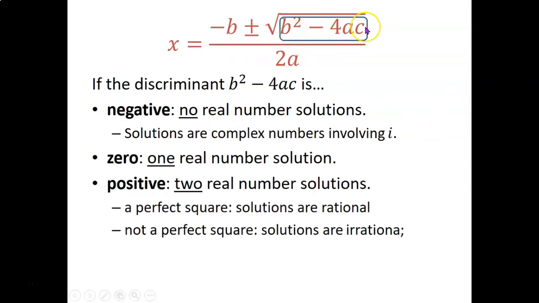And if it comes out positive under the square root sign, then you do get two different real number solutions. In fact, if b squared minus 4ac is a perfect square, then you can go ahead and take the square root of that perfect square, and your solutions will be rational numbers, either whole numbers or fractions, just something over something else. If it's not a perfect square, the solutions are irrational.